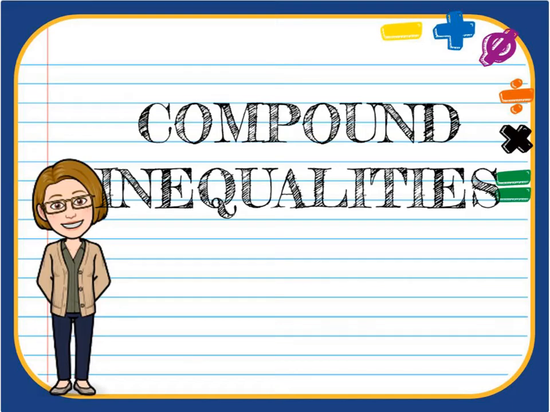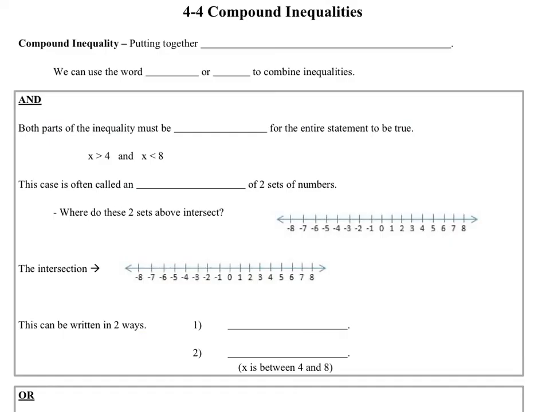Let's take a look at something called a compound inequality and how we can go about solving these. Okay, so a compound inequality is simply two or more inequalities put together. We combine these inequalities using the word "and" or "or." So we're going to talk about these two different types of inequalities and what might be different between them.